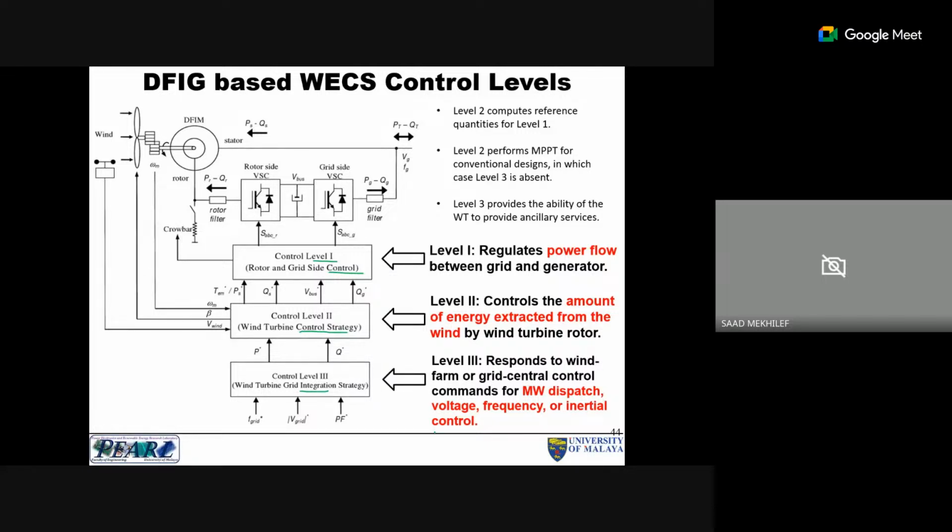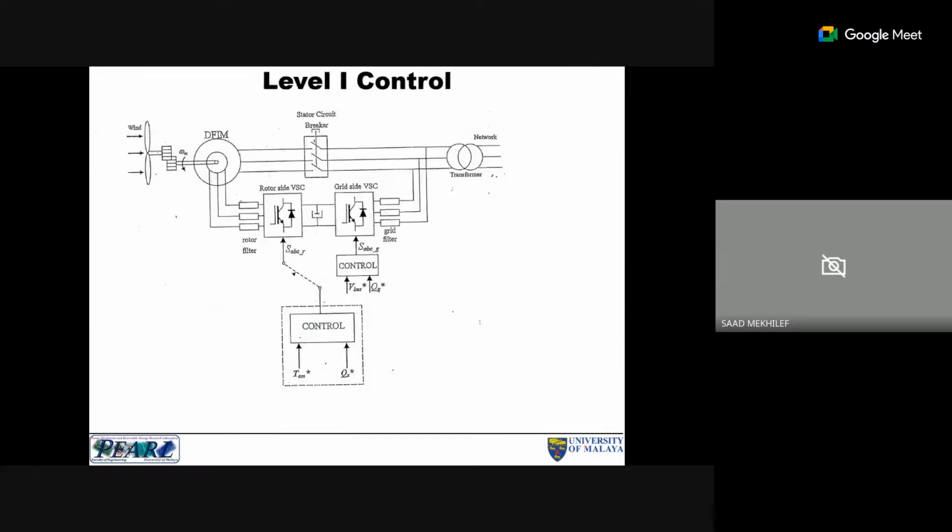Level 3 responds to the wind farm or grid center control commands for megawatt dispatch, voltage, frequency, or inertia control. So the frequency, the voltage, and the power factor, that's actually provided in level 3. So there are 3 levels of control of the DFIG.